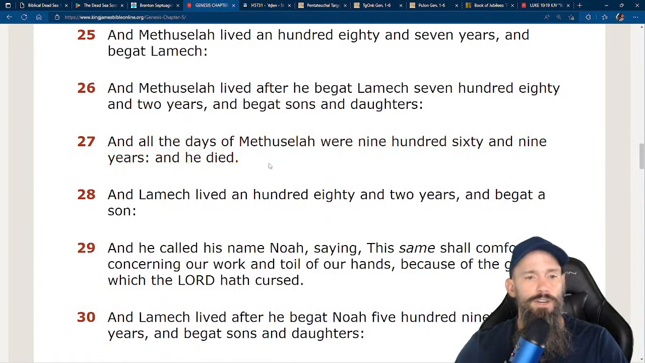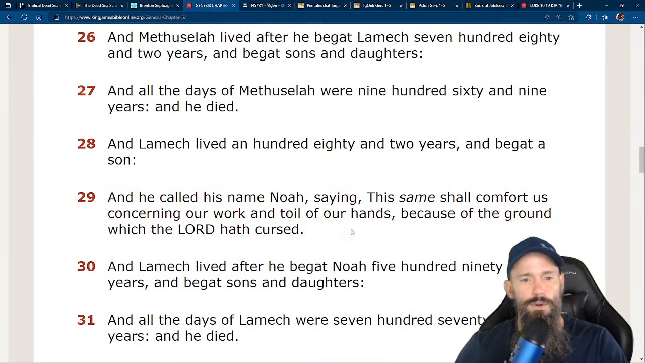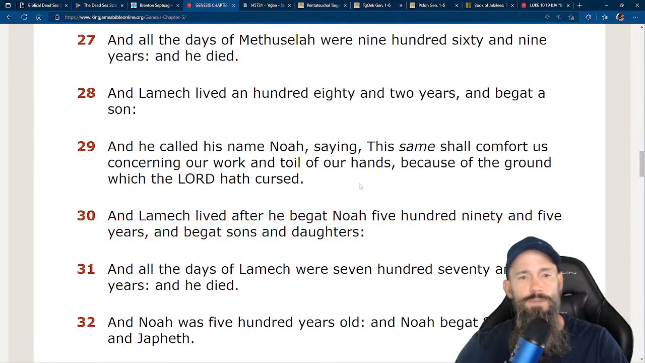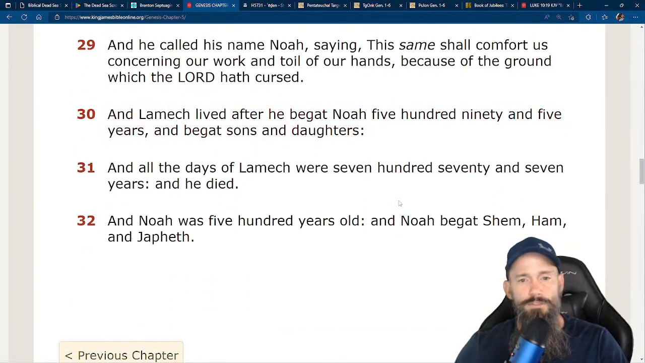And Lamech lived 182 years and begot a son. And he called his name Noah, saying, This same shall comfort us concerning our work and the toil of our hands, because of the ground which Yahuwah hath cursed. And Lamech lived after he begot Noah 595 years and begat sons and daughters. And all the days of Lamech were 777 years, and he died. And Noah was 500 years old, and Noah begat Shem, Ham, and Japheth.